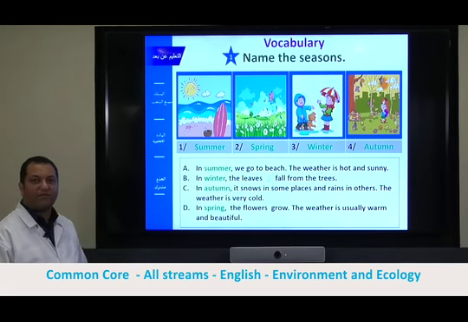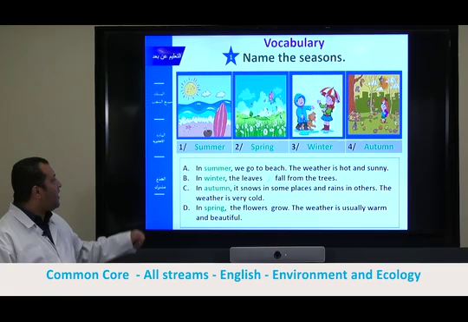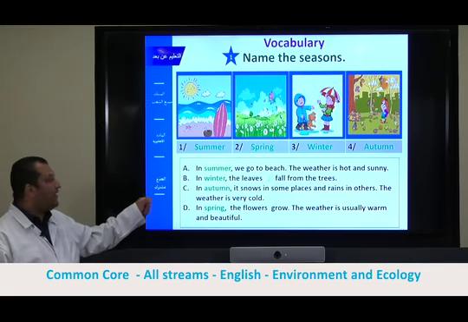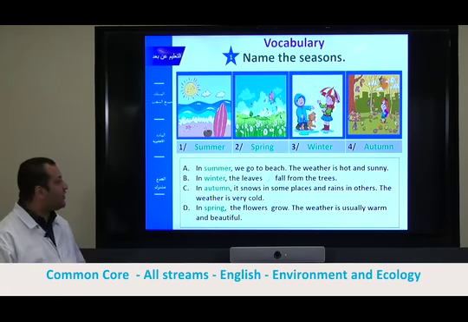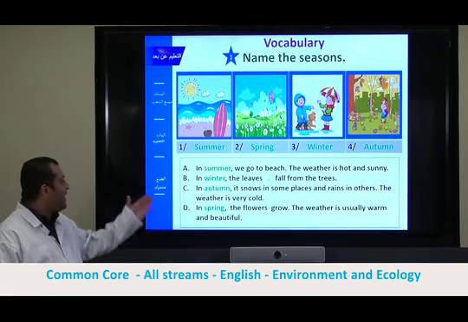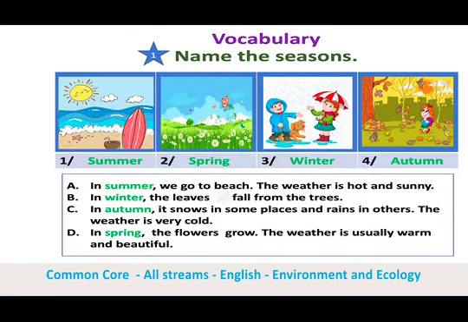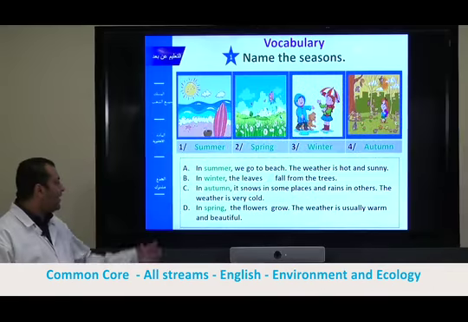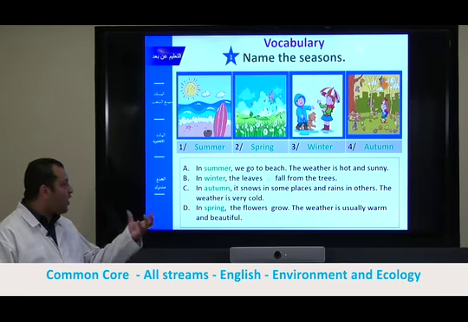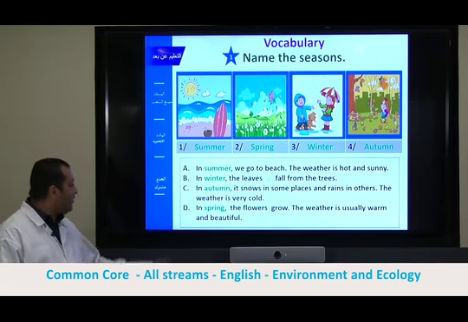Let's correct. Number 1 is summer. In summer, we go to the beach. The weather is hot and sunny. Number B is winter. In winter, the leaves fall from the trees. C, autumn. In autumn, it snows in some places and rains in others. The weather is very cold. Then D, spring. In spring, the flowers grow. The weather is usually warm and beautiful.